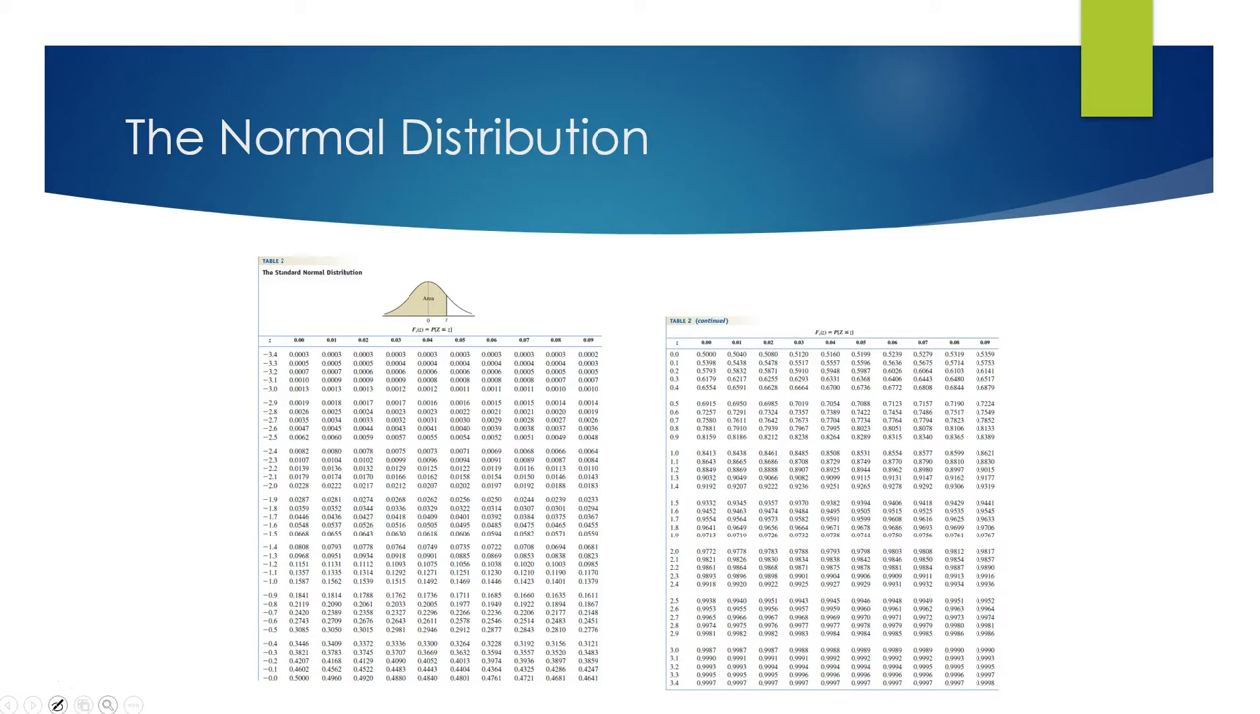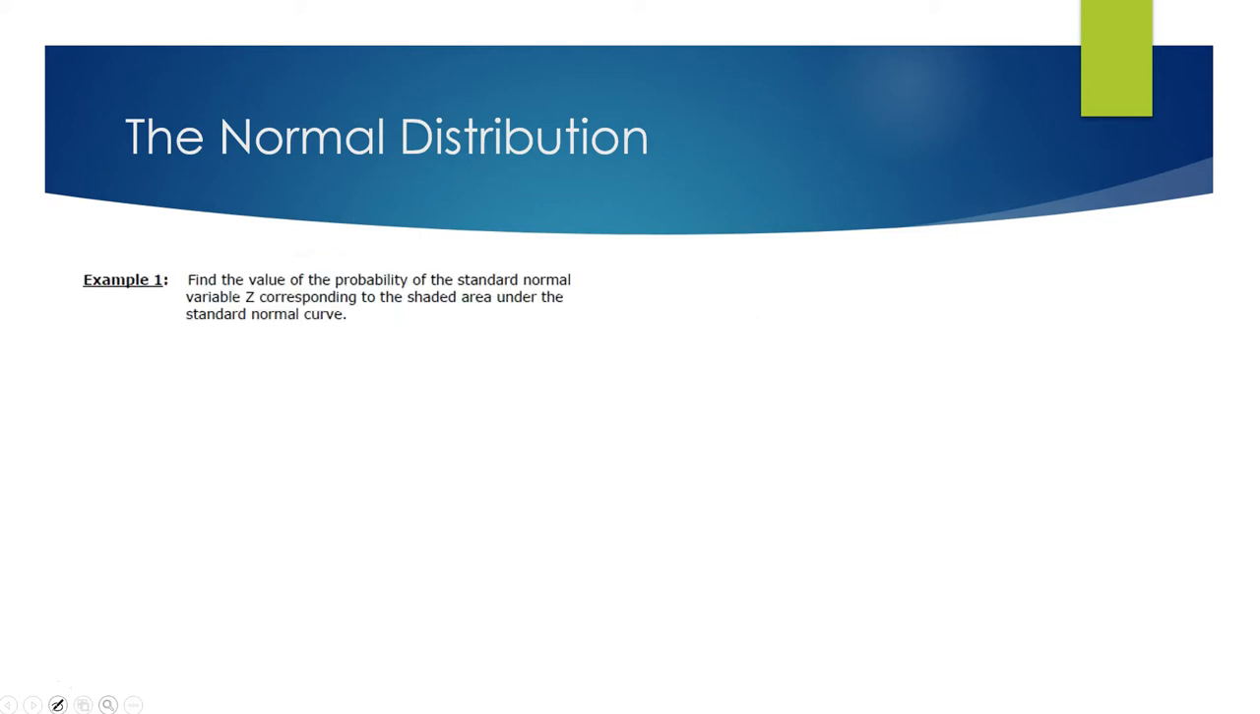But let's see how we can make use of this table, the idea of a normal distribution, to answer some questions. The first question is kind of basic. Find the value of the probability of the standard normal variable z corresponding to the shaded area under the standard normal curve. The first one is the probability that z is less than 1.45. See if you can read the table and come up with the right value, and then I'll demonstrate.